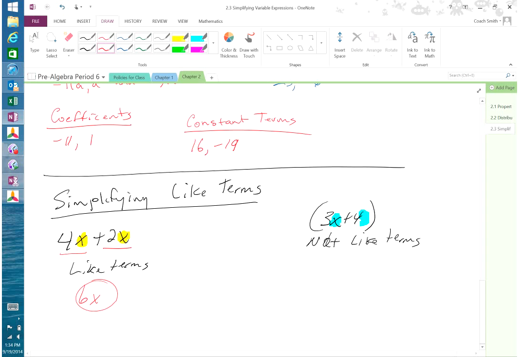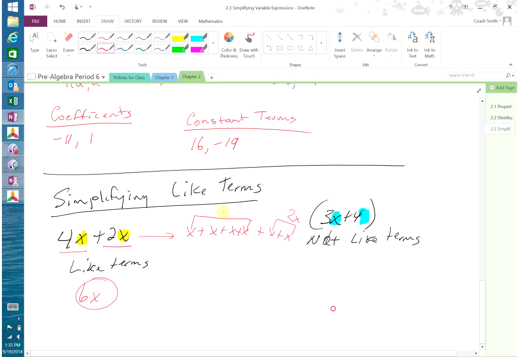You have to understand that this problem is the same thing as x plus x plus x plus x. There's 4 of them, right? Plus x plus x. There's 2 of them. This is the same thing as 2x. This is the same thing as 4x. Put them together and you have a total of 6 x's.